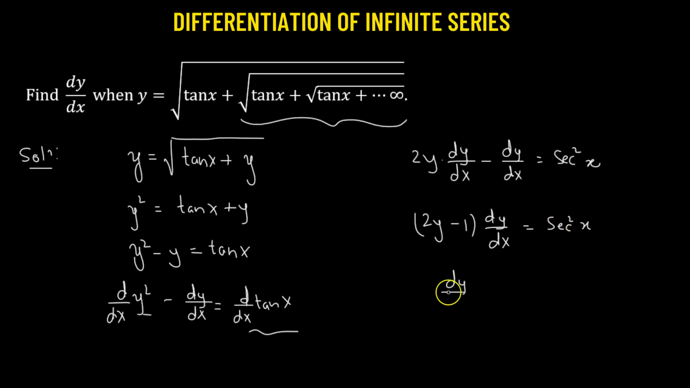So the derivative of y with respect to x will be equal to secant squared x divided by 2y minus 1. So this is the value of the derivative of the infinite series given by y with respect to x.